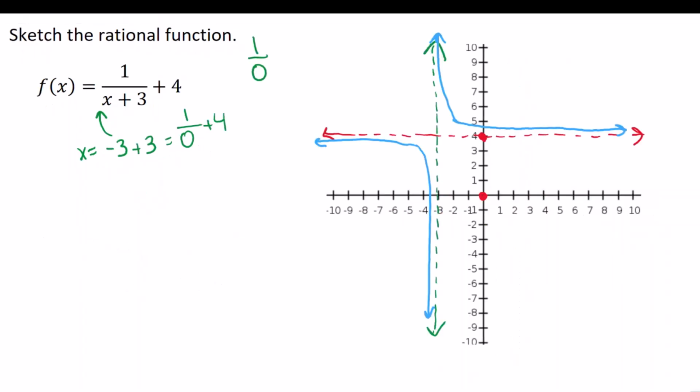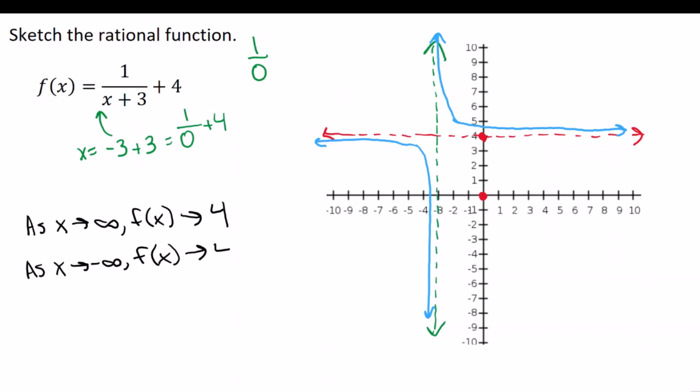And then last but not least, that first function we graphed, f of x, I'm going to write as x approaches positive infinity, f of x, our y values, are approaching the horizontal asymptote, which was 4 in this case. And then last but not least, as x approaches negative infinity, or the left side of our graph, f of x, or the y values, will approach a 4 as well.